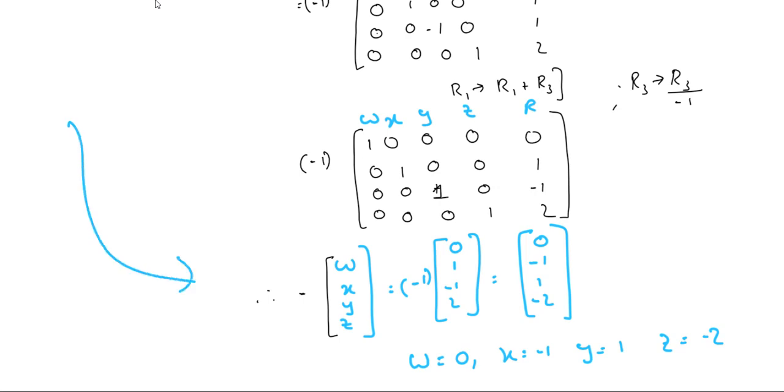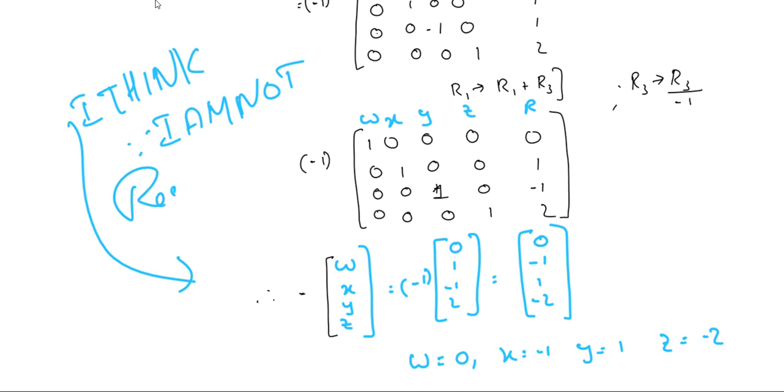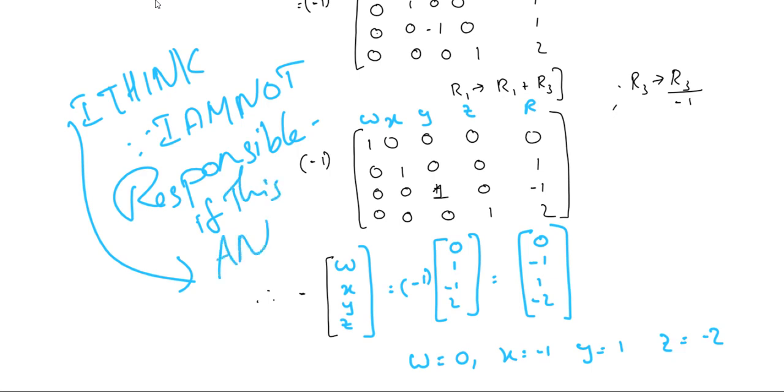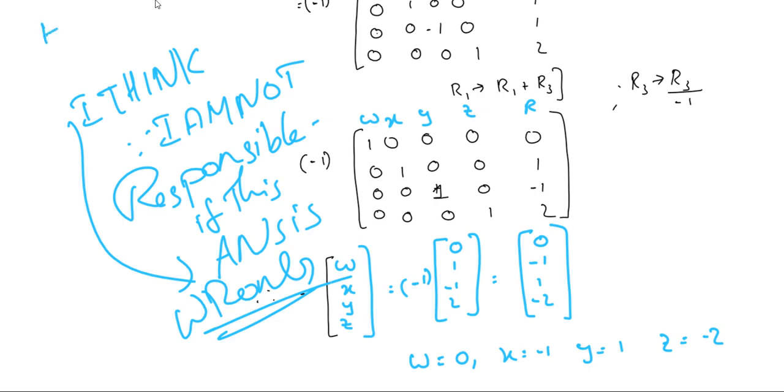Therefore w equals 0, x equals minus 1, y equals 1, z equals minus 2. I think this will be the solution. I am not responsible if this answer is wrong, because I solved this myself, but I did not find this type of question anywhere. Hope this will be the right answer. Just hope.